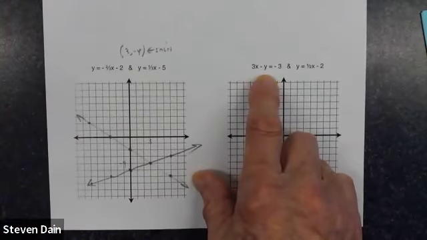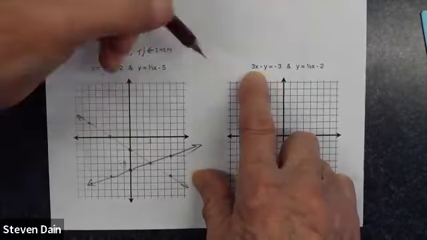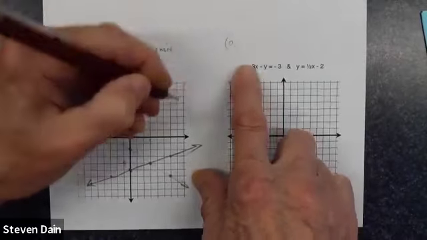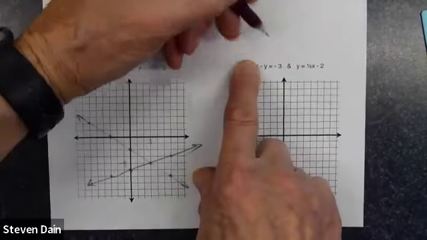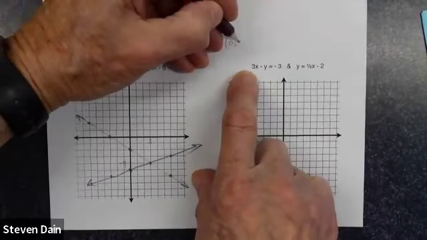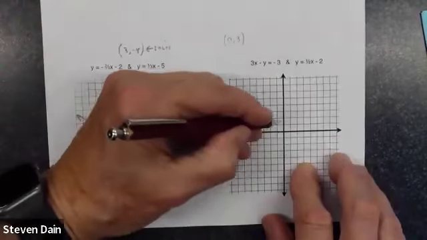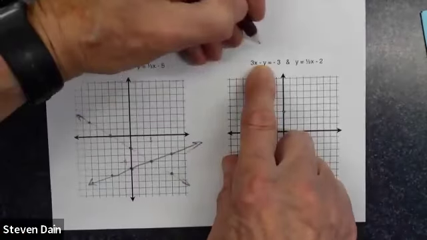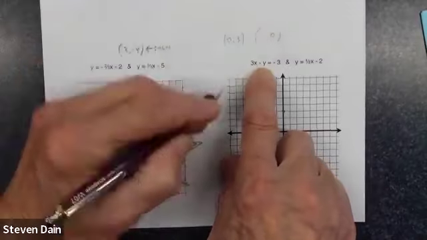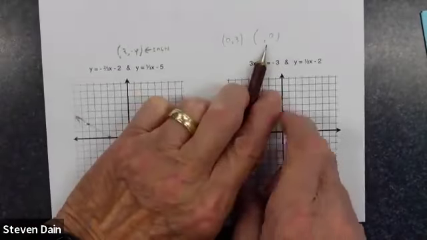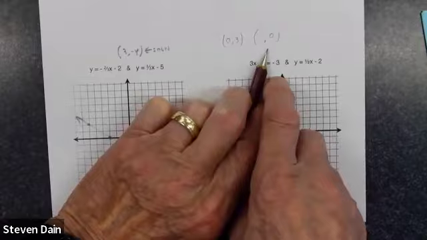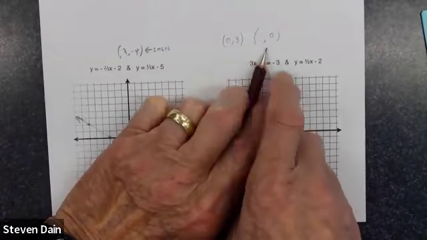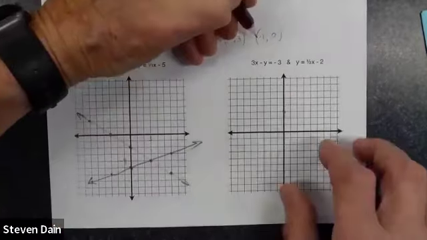Plug in 0 for x, and we'll have minus y equals minus 3. So y will equal 3. 0, 3. And plug in 0 for y, cover up the y. 3x equals negative 3. X will be negative 3 divided by positive 3, which is negative 1.